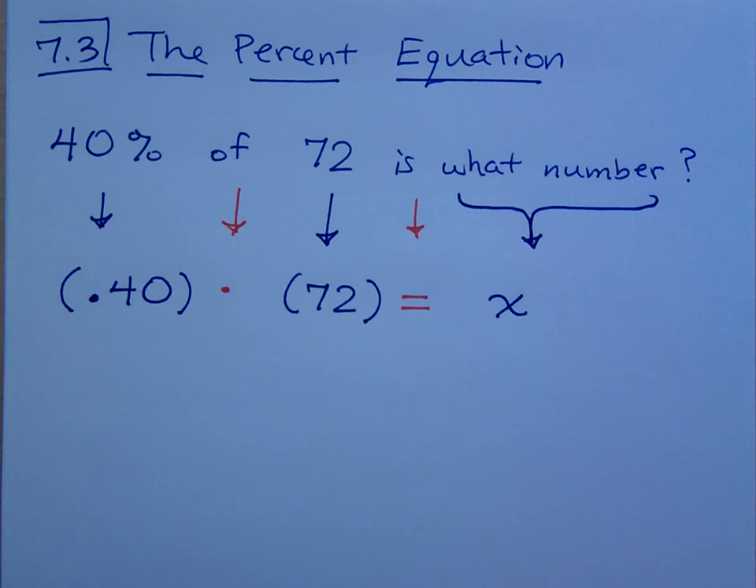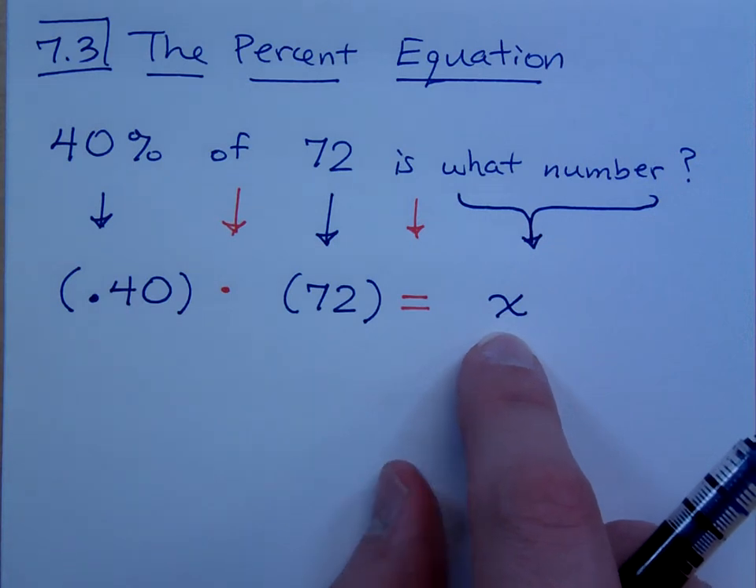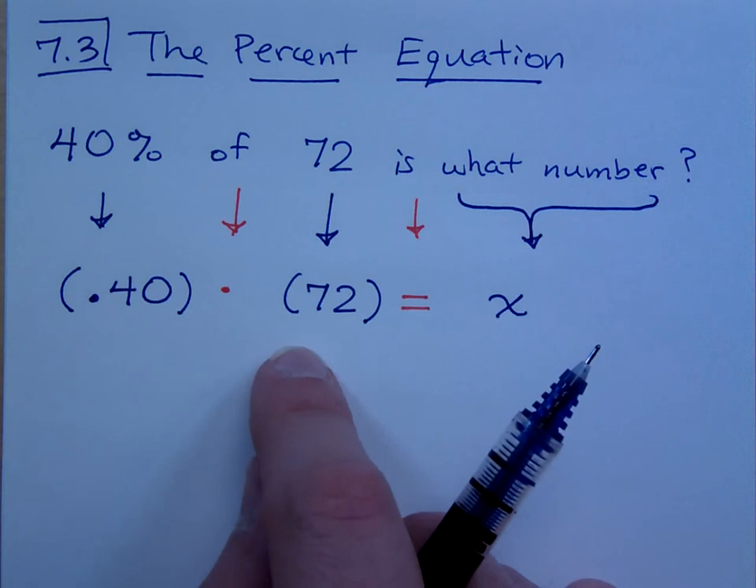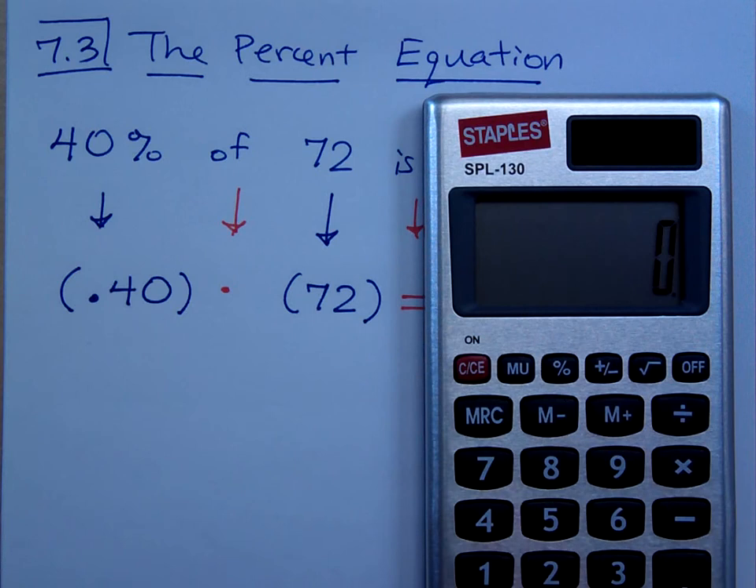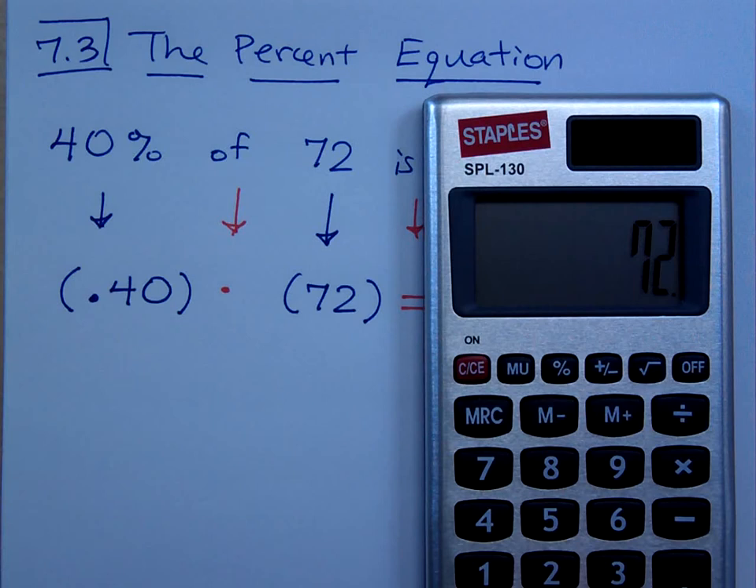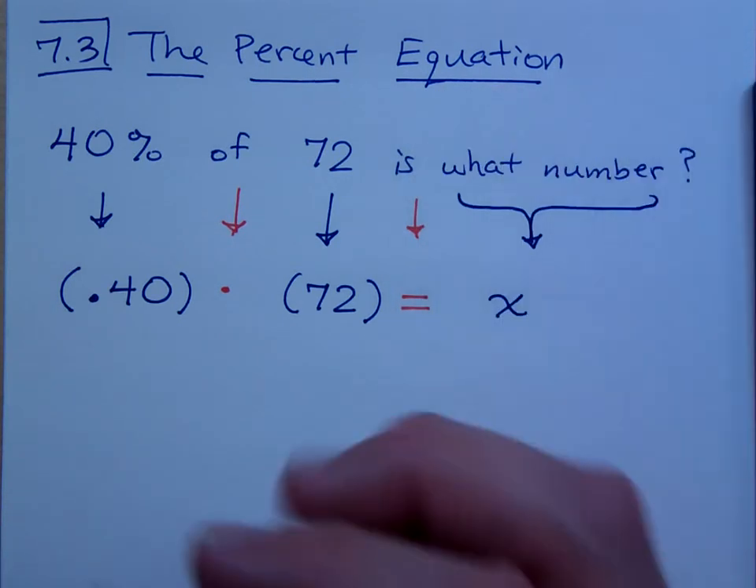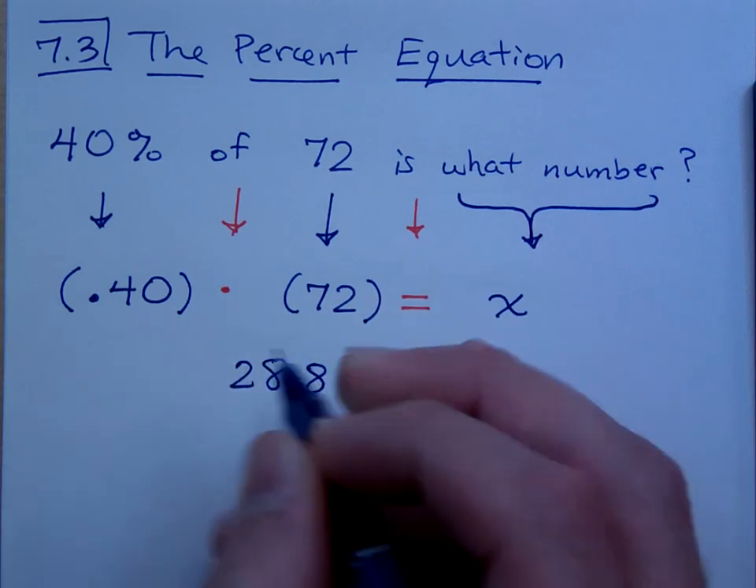You need to get X by itself, right? How do you get X by itself? Isn't X already by itself? Yeah. So what do I need to do? Just multiply those two numbers. So 0.4 times 72, 28.8? Perfect. So 28.8 is equal to X. And we're done.